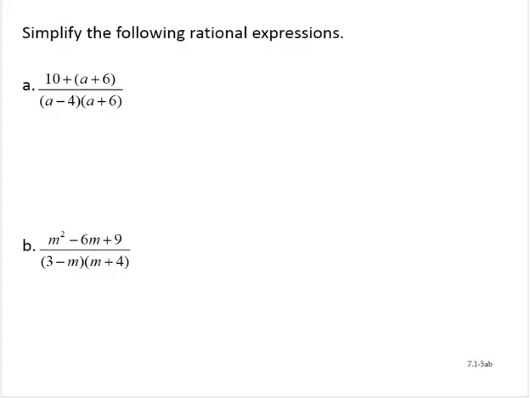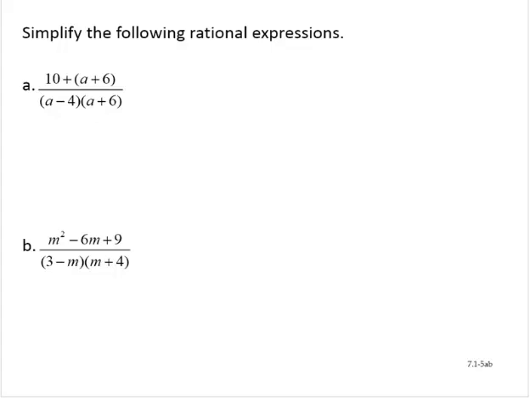Simplify the following rational expressions. 10 plus the quantity a plus 6 over a minus 4 by a plus 6. Now it might be tempting to cross out those a plus 6's. But wait a second, they have to be factors. And that a plus 6 is not being multiplied by 10 in the numerator, it's being added.